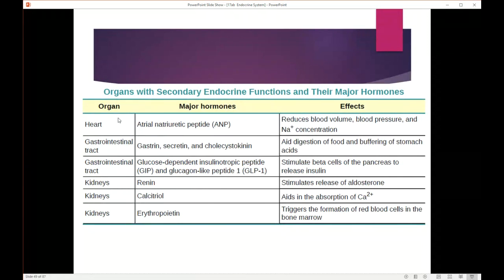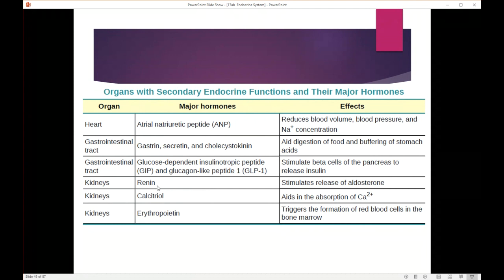For instance, the heart actually releases ANP, or atrial natriuretic peptide. It does this in response to high blood pressure, so it reduces our blood volume, blood pressure, and our sodium concentration. The gastrointestinal tract is going to release gastrin, secretin, and CCK, which helps to digest food. It also releases GIP and GLP-1. They stimulate the beta cells to release insulin.